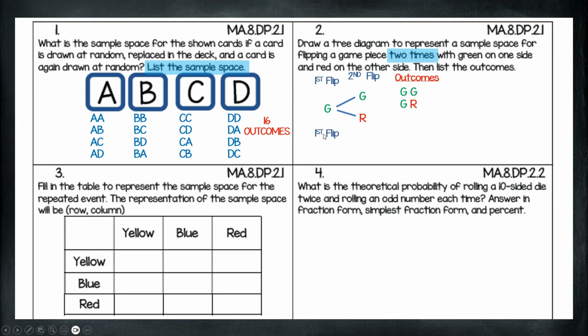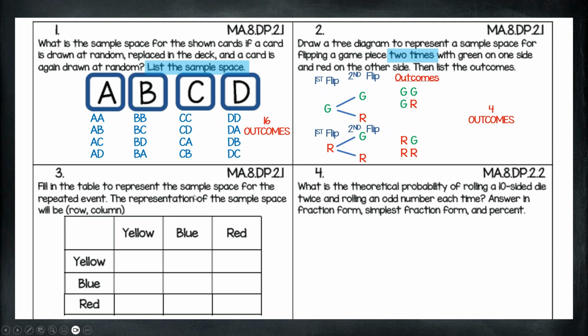Now, what if on my first flip, I got red? Sorry, used to heads and tails. What if my first flip was red? Well, then my second flip from there could either be green or red. So my outcomes here would be red and then green, or red and then red. Here I have 4 possible outcomes, and that would be my answer.